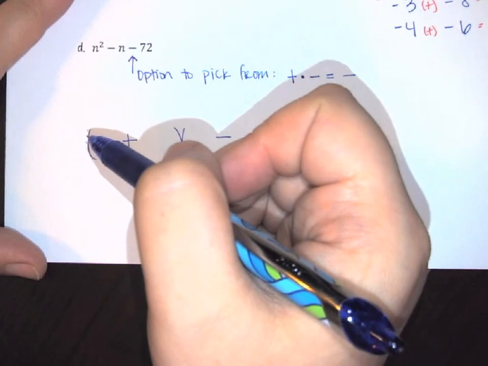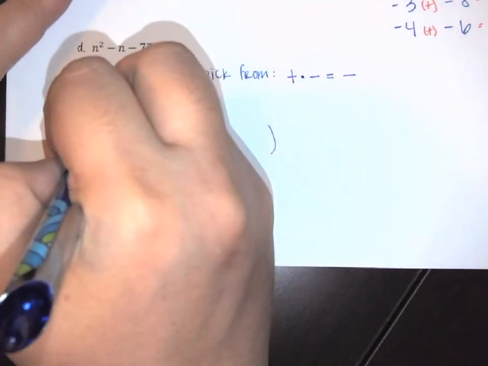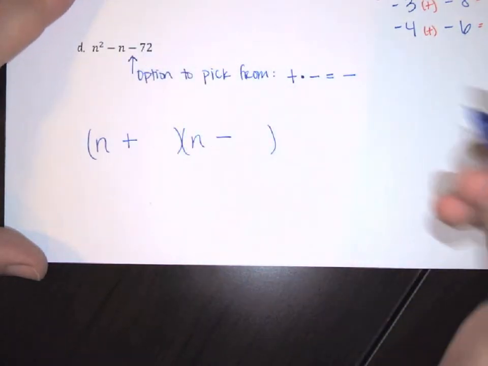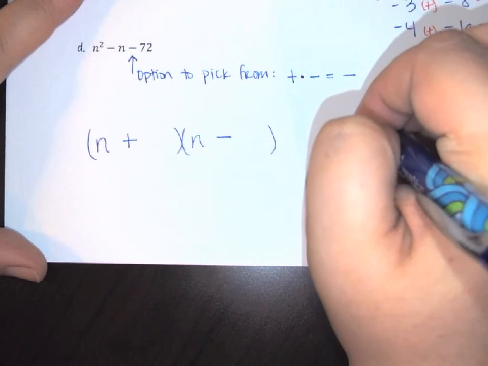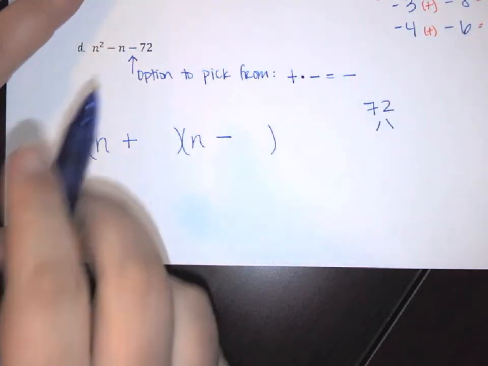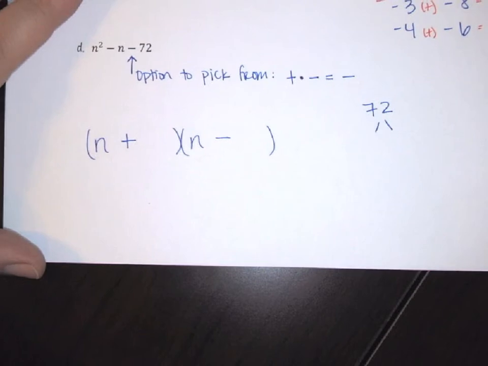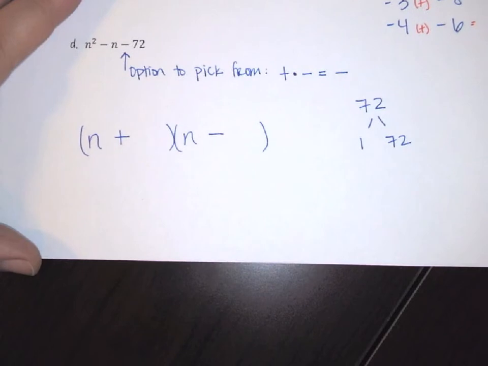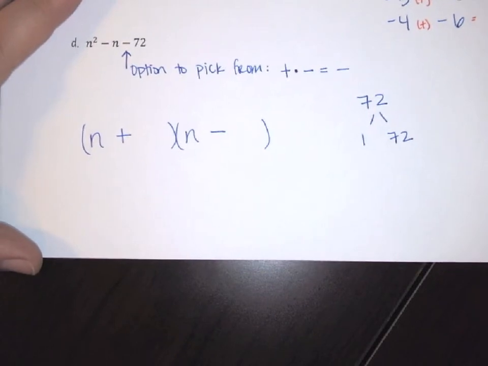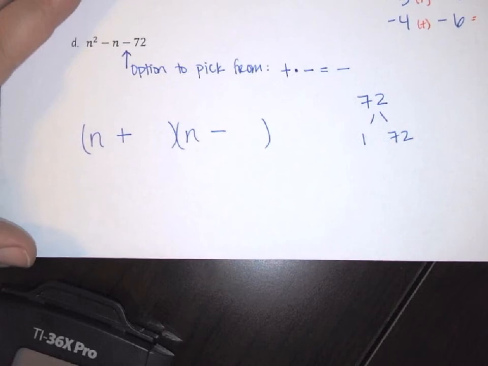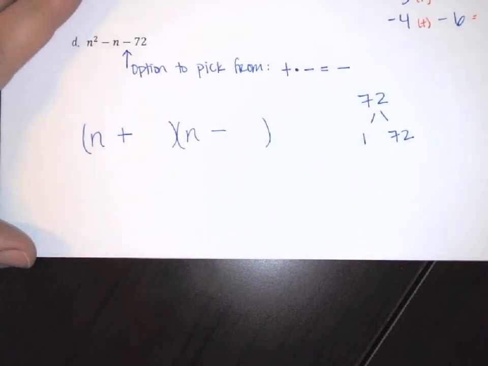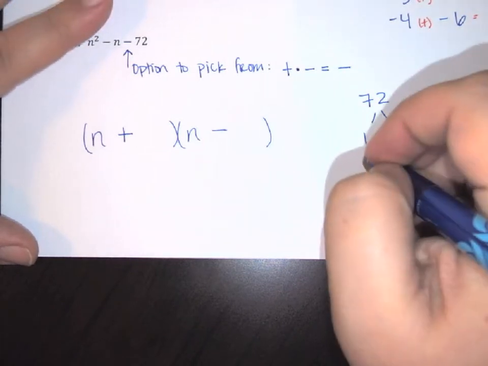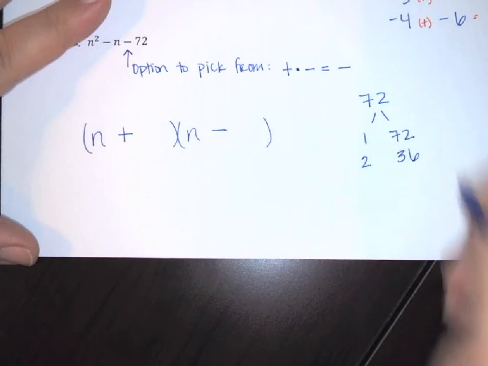Now my term is an n, so I need to break the n squared into n and n. And now I have this 72. So I need to look at my values of 72 that when combined are going to give me a negative 1. So I have 1 and 72. Okay. And now you can list them all, or you can just simply list the ones that you think are going to work. It's totally up to you what you feel like doing. I'll go ahead and list them all just so you can see them. So we have 2 and 36.